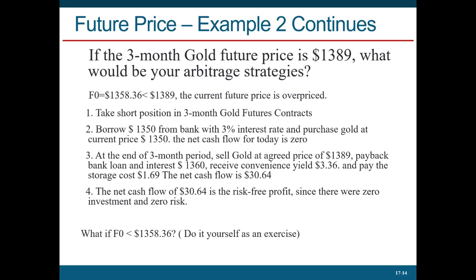So the example shows you how to do arbitrage, right? If you find that the futures price is misvalued by the market, what if the futures price equals $1,300, which is less than what you calculated through that equation? Then what can you do for your arbitrage? I want you to take this scenario as an exercise to see what you need to do. Remember, the key here is buy low, sell high simultaneously.